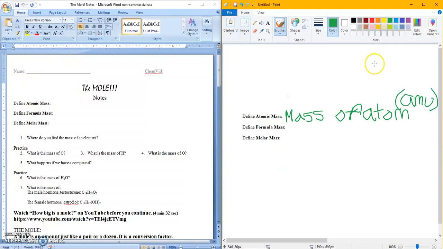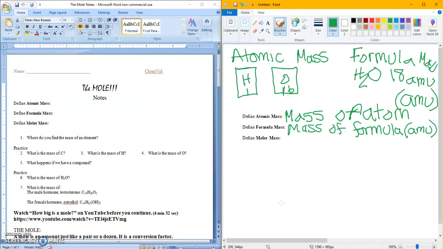They're measured in AMUs, atomic mass units. They're on the periodic table, the very bottom number. Formula mass, however, is the mass of a formula, or the mass of a compound. So formula mass is also measured in AMU. Atomic mass is like the mass of one hydrogen or one oxygen, and when I look at the periodic table, it's listed right here at the bottom.